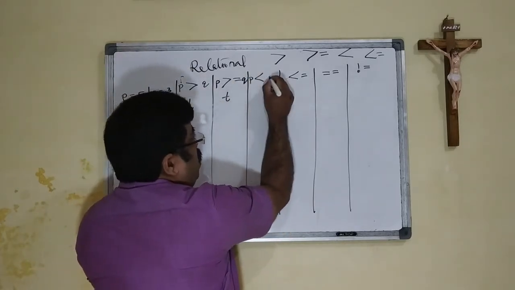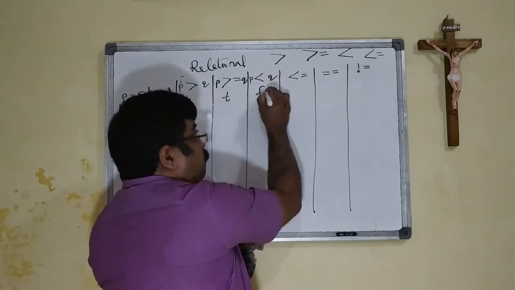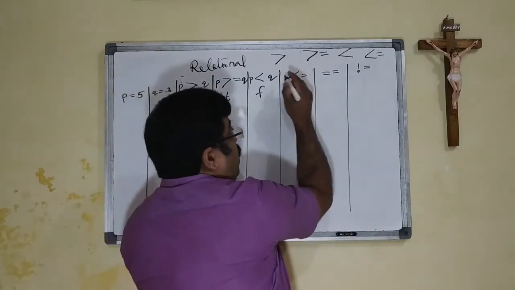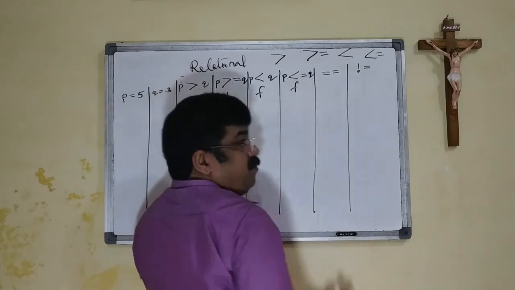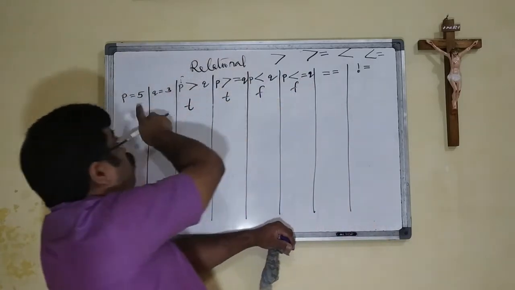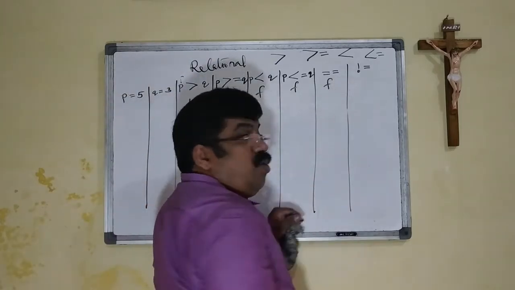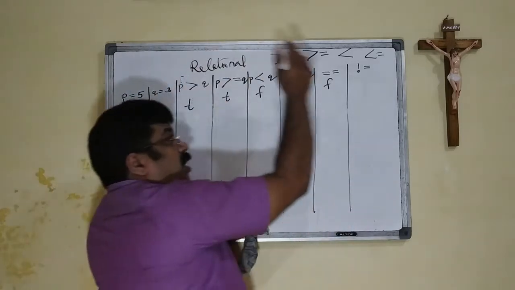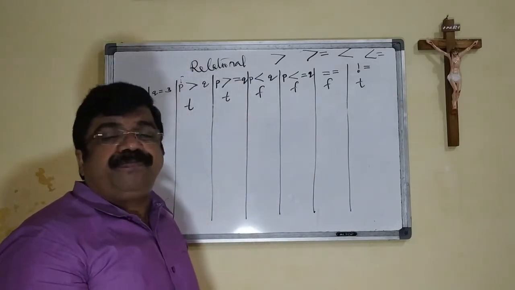Then, is 5 less than 3 or not? The condition is false, so we can say it is returning a 0. 5 less than or equal to 3, that is 5 less than or equal to Q, which is 3. The condition is false. Are 5 and 3 equal or not? No. So it is giving you false. Next, 5 is not equal to 3. Yes, it is true. That means it is giving an answer 1.